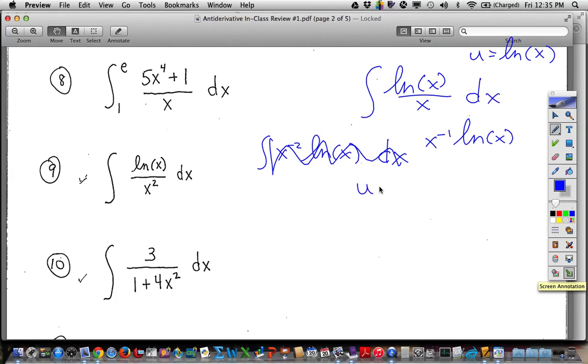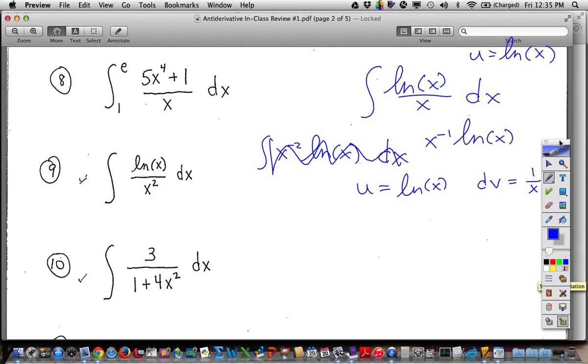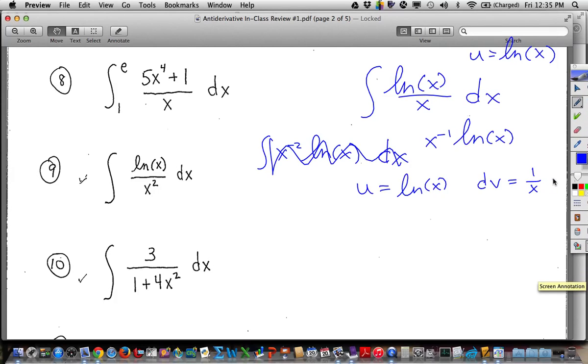What would we pick for the u if we did integration by parts? Log, LIATE, L would come first, and the dv would be, actually, we would want to leave it 1 over x, wouldn't we? Yeah, so then the du would be 1 over x dx, and the v would be ln. That's weird. Let's look at it. So we get u.